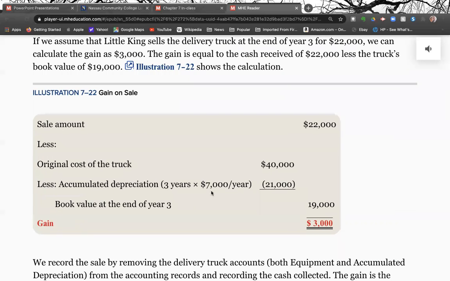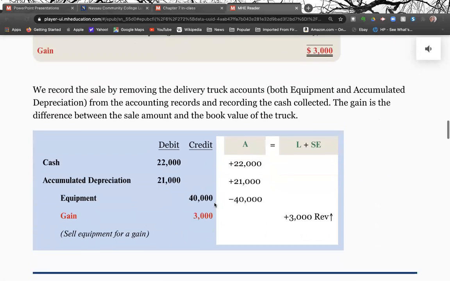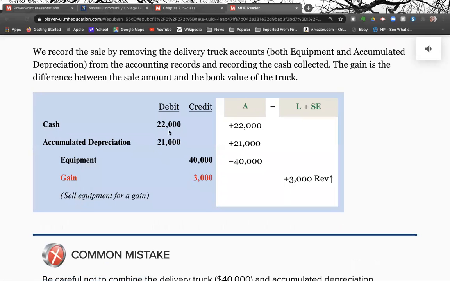So you see it here. The sales amount is 22. The original cost of the truck was 40. The accumulated depreciation was 21, means the book value was 19. 22 minus 19 is 3. What journal entry gets made? Debit cash for 22. Debit accumulated depreciation for 21. Credit equipment for 40. And credit gain for 3.